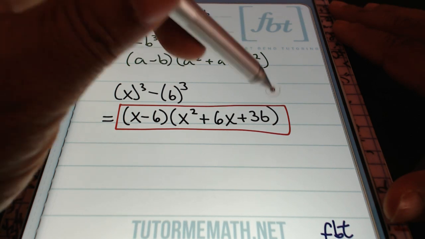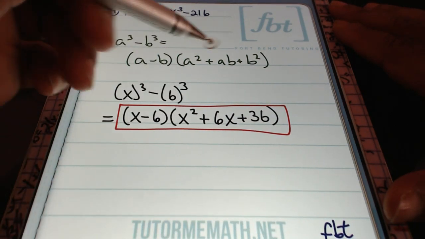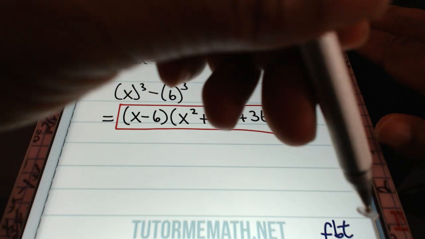So we have 6 squared, which is 36. And that's how we ended up with that positive 36. I hope that helped, Ash from my class.